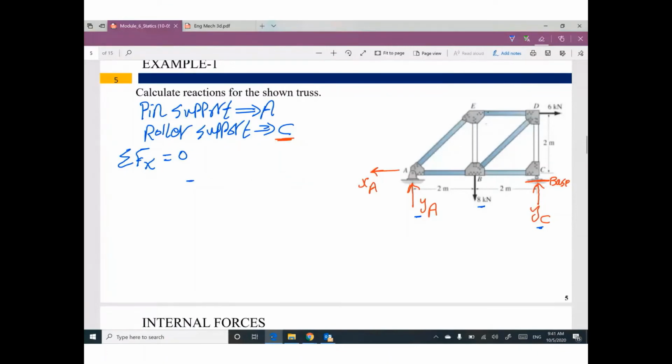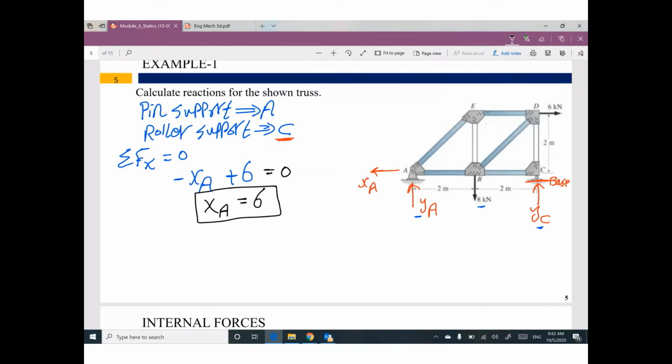Anyway, summation F of x equals 0. So we have negative XA, we have positive 6. Do you think we have anything else? Try to think. Go ahead and watch your problem carefully. No, nothing in x direction except these two only. So equals 0. Put your XA on one side and everything on the other side, you will find XA equals 6.